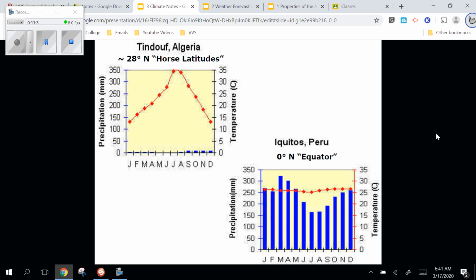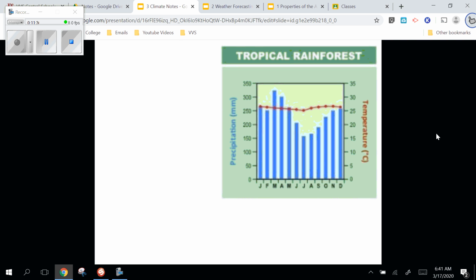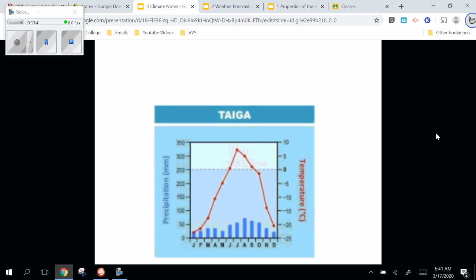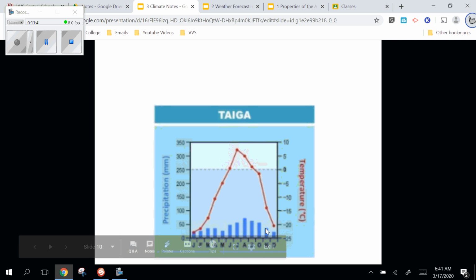Take a look at the one for Peru. And now let's look at this one. Almost identical. It's tropical rainforest. And then finally, the temperate. This is kind of us. We do get a pretty big range in temperature over the course of the year, and we get a moderate amount of precipitation. We're kind of in the middle.